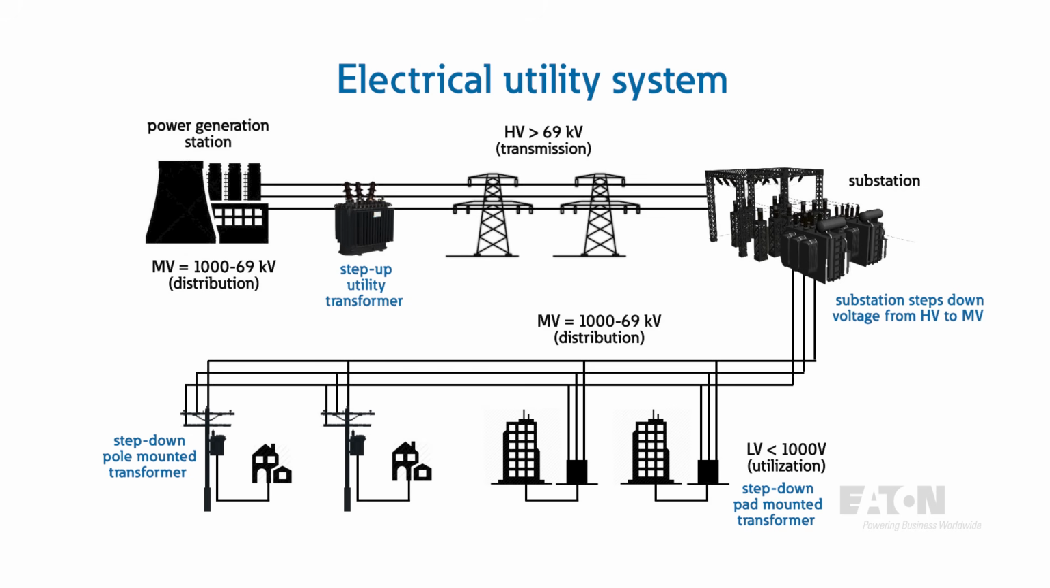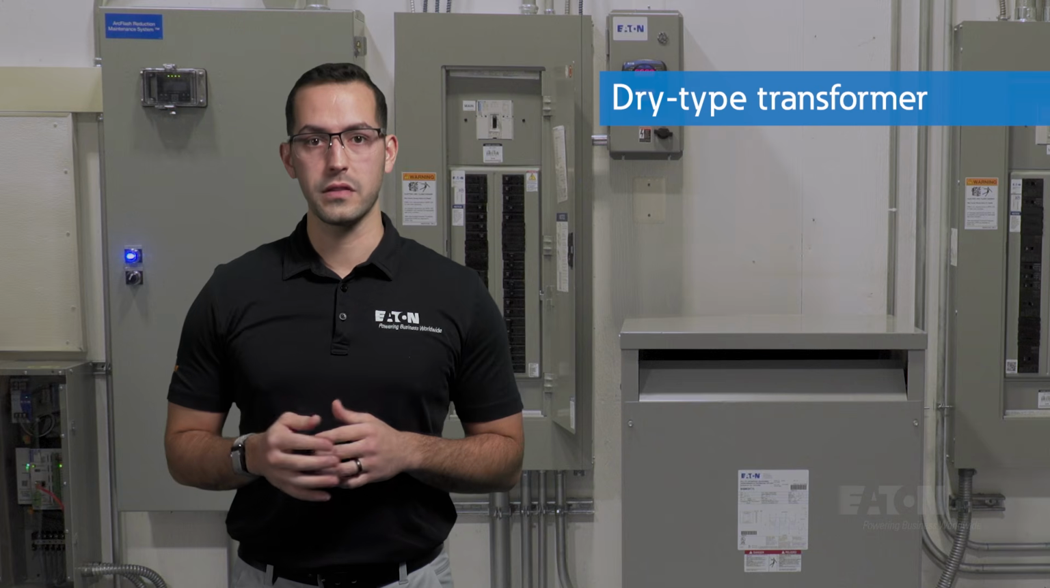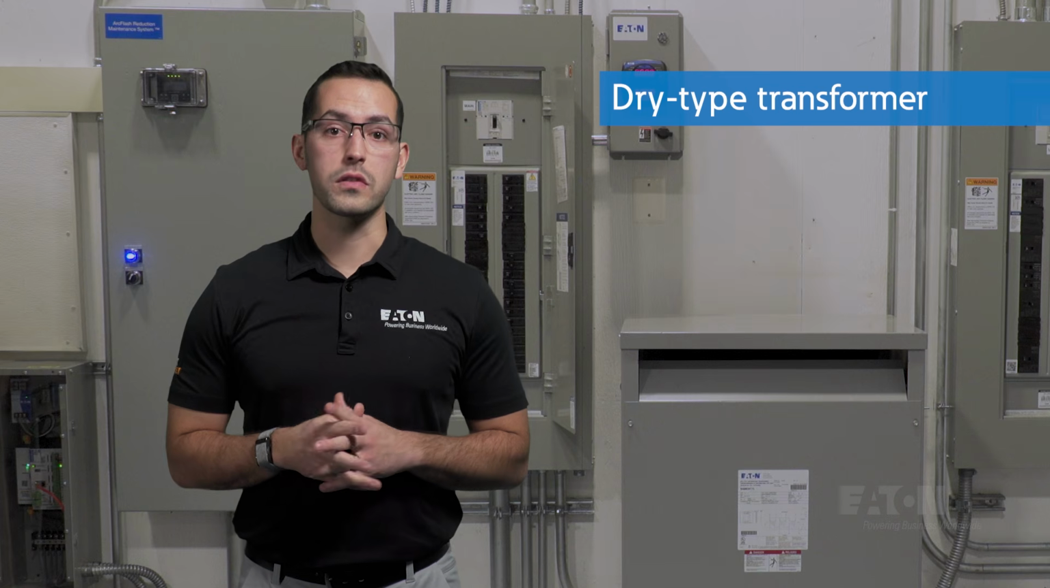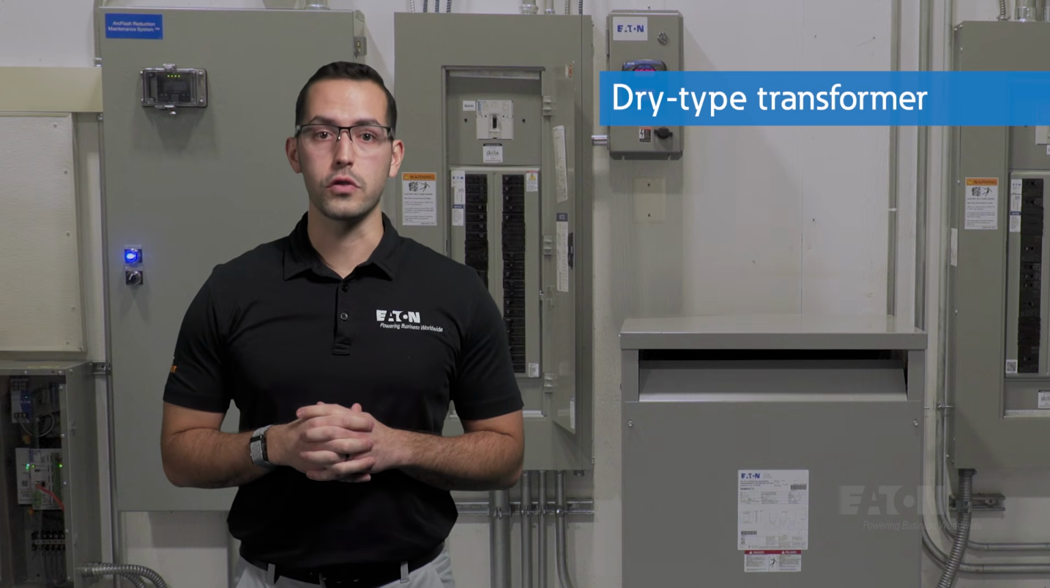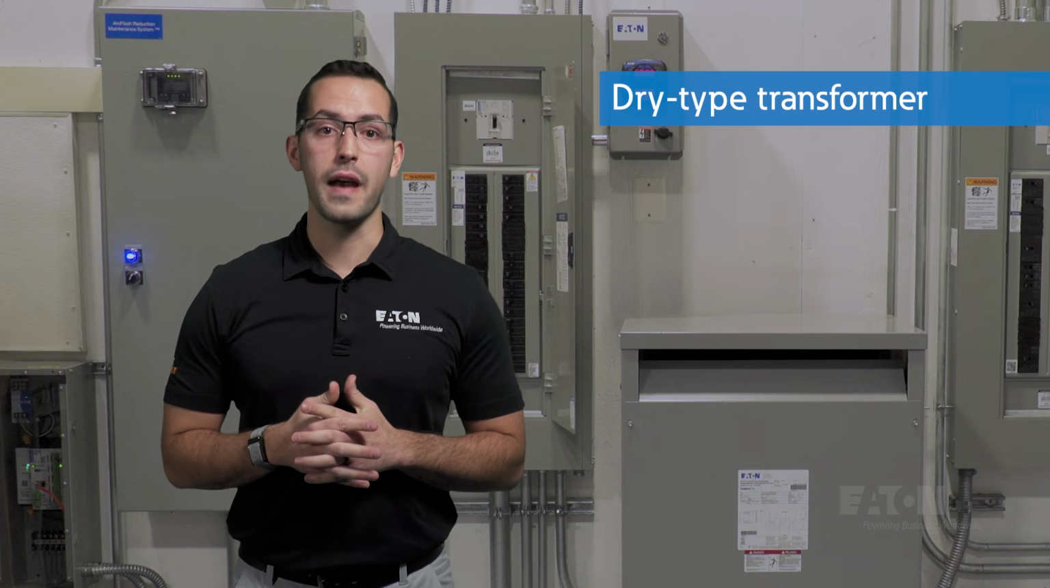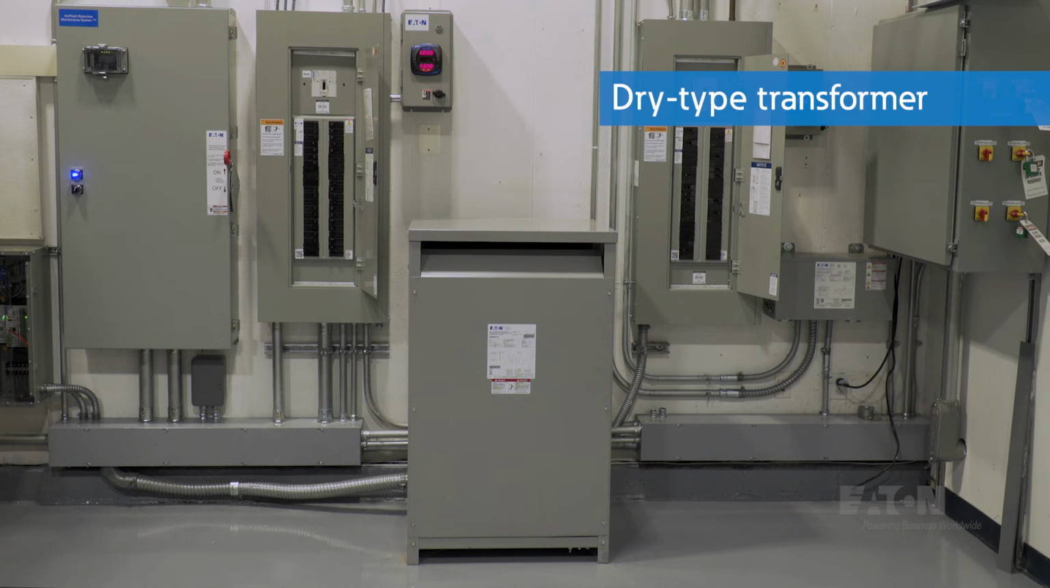Utilities generate and transmit large amounts of power at high voltages, using transformers to systematically decrease the voltages through substations as the electricity gets closer to the load. These utility-owned transformers are typically liquid-filled given their size and voltage requirements. In this video, we're going to focus on low-voltage dry-type distribution transformers, which can be commonly found in industrial and commercial applications as the electrical power gets distributed closer to or at the end load.